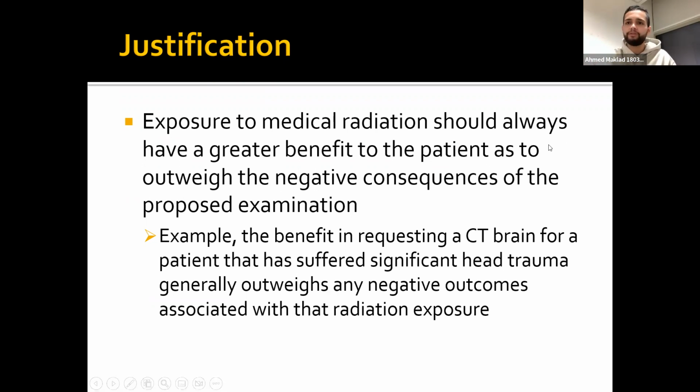all right? So an example is, the benefit in requesting a CT brain for a patient that has suffered significant head trauma generally outweighs any negative outcomes, all right? So obviously in an ER, you're going to be ordering a lot of imaging, but most of the time, the benefits of the imaging outweigh the negatives, all right? So keep that in mind. You always have to have a good justification for why you're ordering something.